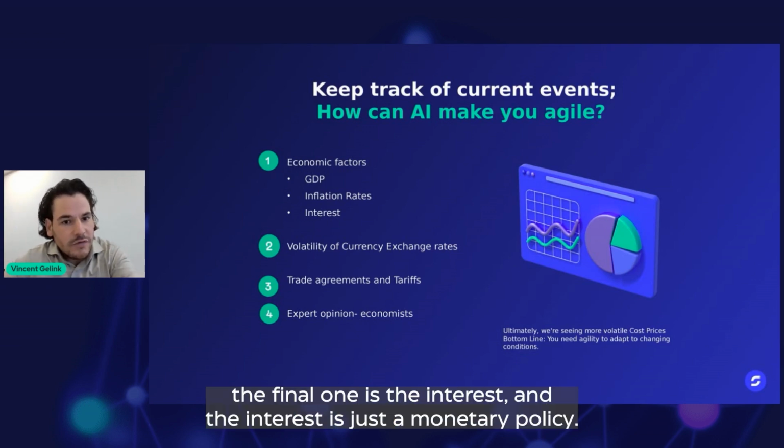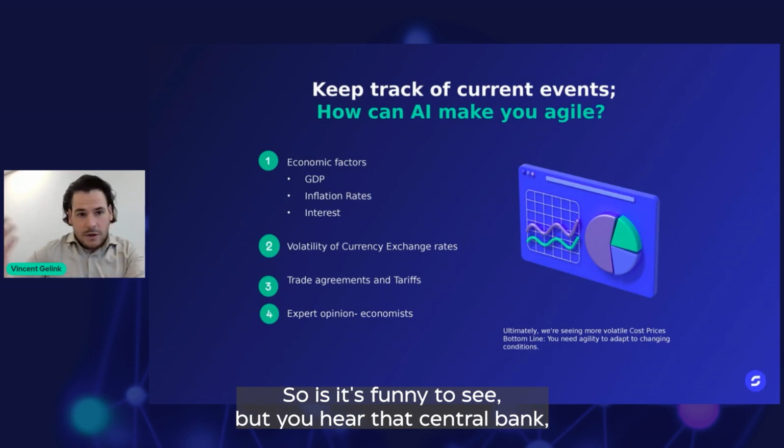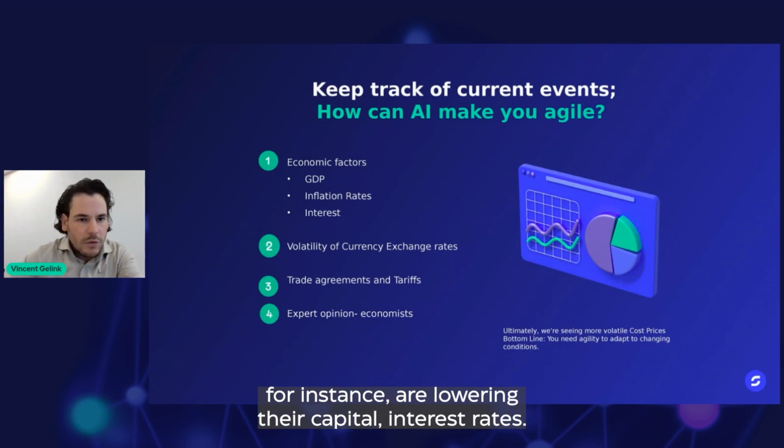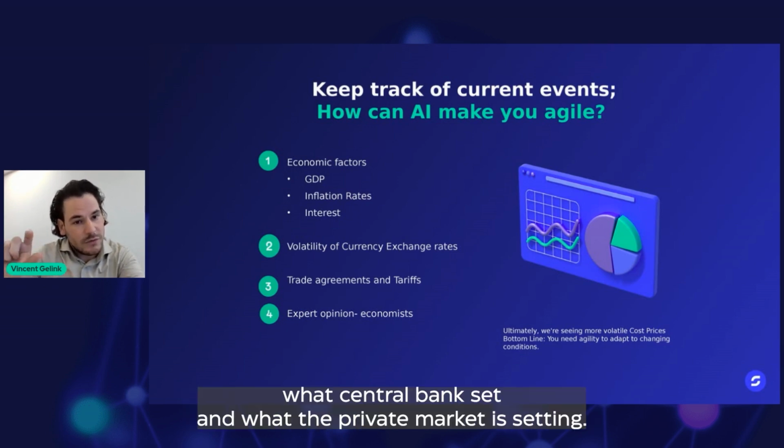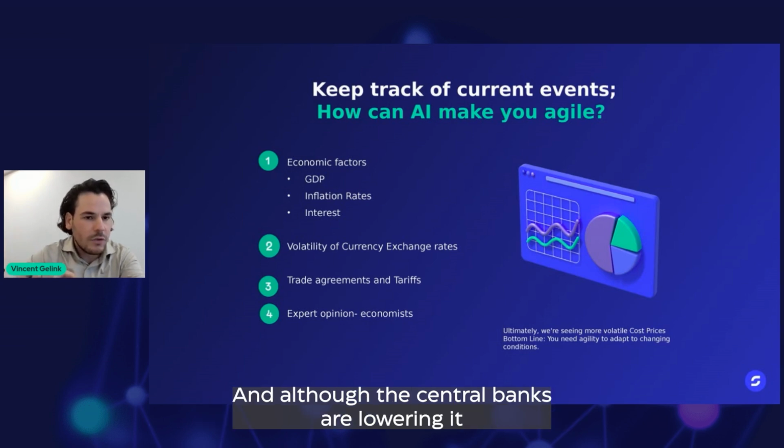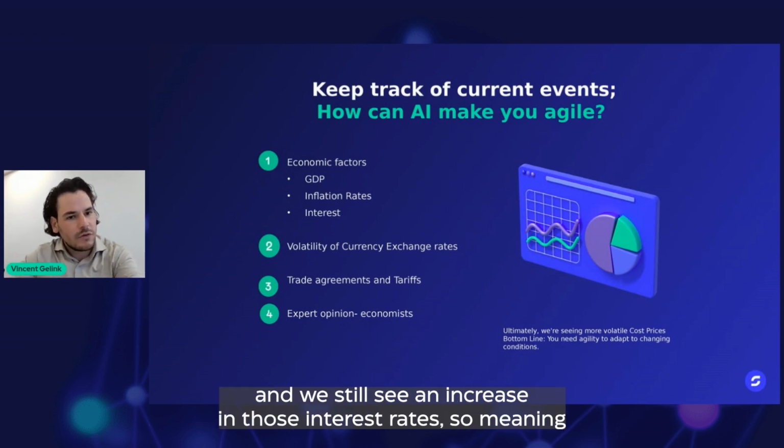And then the final one is the interest. And the interest is just the monetary policy. It's funny to see, but you hear that central banks, for instance, are lowering their capital interest rates. But the interest rates that we eventually pay are a combination of what central banks set and what the private market is setting. And although the central banks are lowering it, we still see an increase in those interest rates.